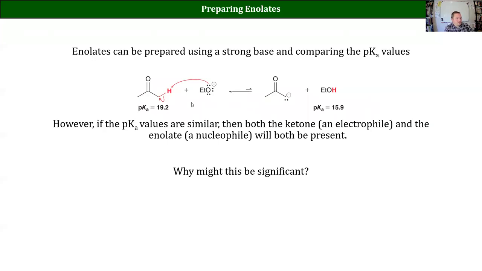And in general, we're not going to see a whole lot of yield if we're making something with a smaller pKa. If their pKa values are similar to each other, though, then at equilibrium, you're going to have both the ketone and the enolate at the same time. And it's already written on there, but I'll read it out. Why might it be significant to have the ketone and the enolate at the same time?